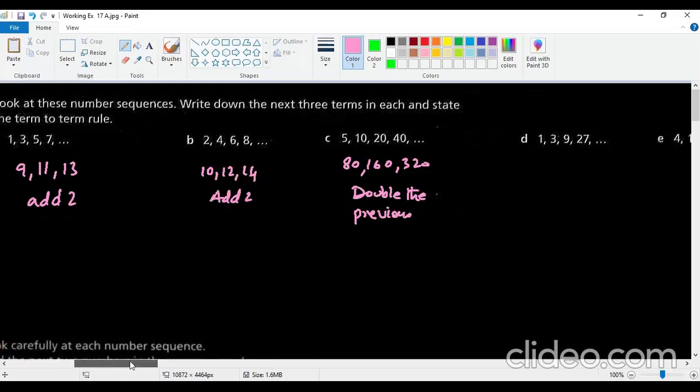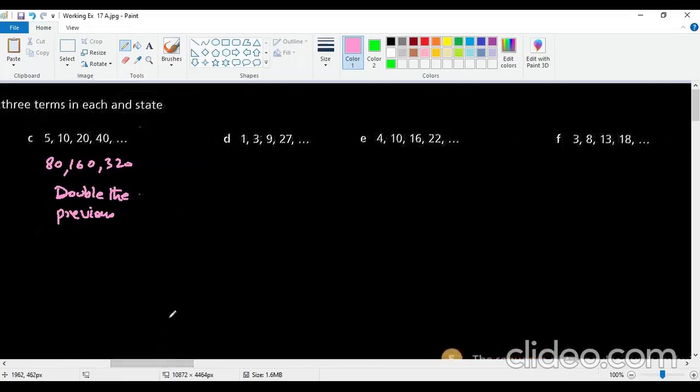Next comes question D. In here every previous number is multiplied by 3. So 1 times 3 is 3, 3 times 3 is 9, 9 times 3 is 27, and 27 times 3 is 81. 81 times 3 is going to give you 243, and 243 times 3 is going to give you 729. So the rule is that every previous number is multiplied by 3.